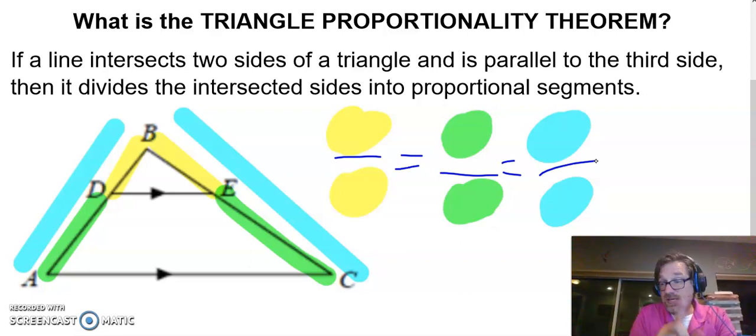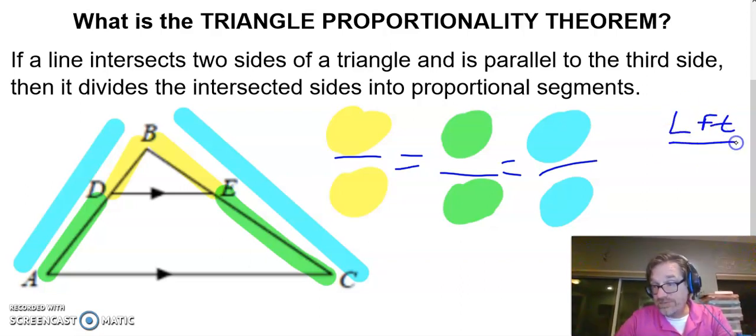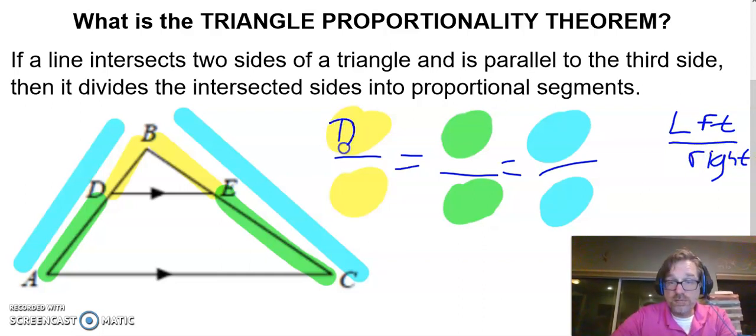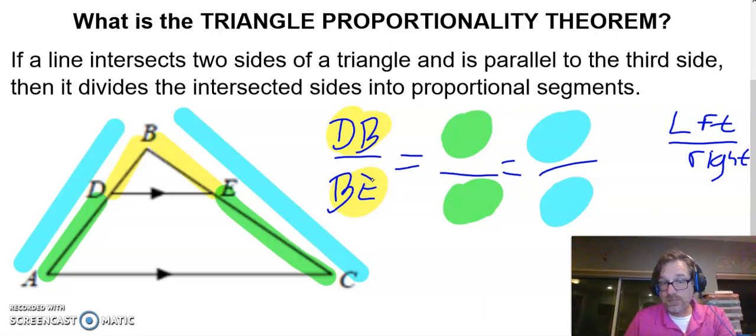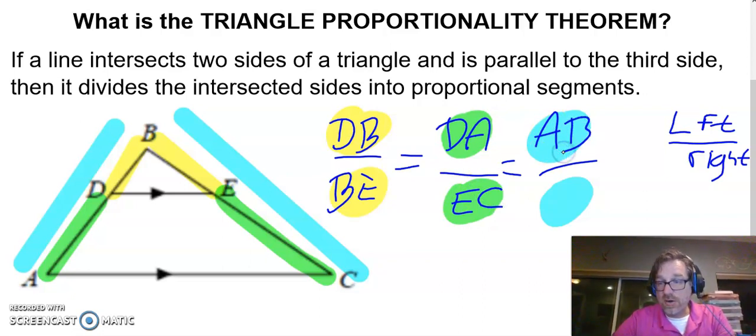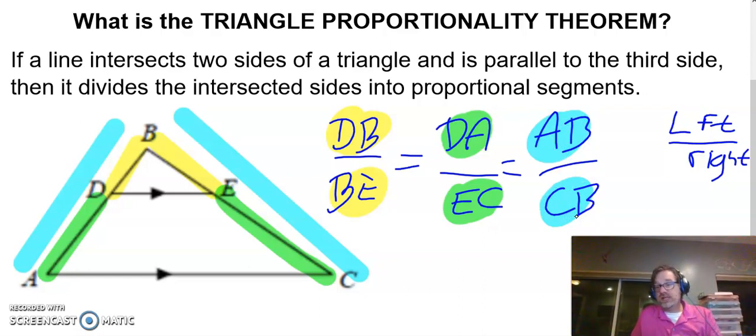Alrighty, so my first yellow side, we always want to work the same direction. In this one, I am going to work left to right. It is important that you work the same direction every time. So I am going to do the length of DB, that's my yellow left segment, over the length of BE, is the same as the length of DA over the length of EC. And that's the same as the length of AB over the length of CB. And that's what our Triangle Proportionality Theorem tells us.